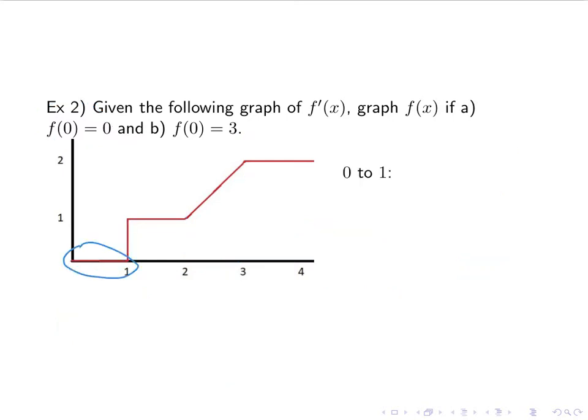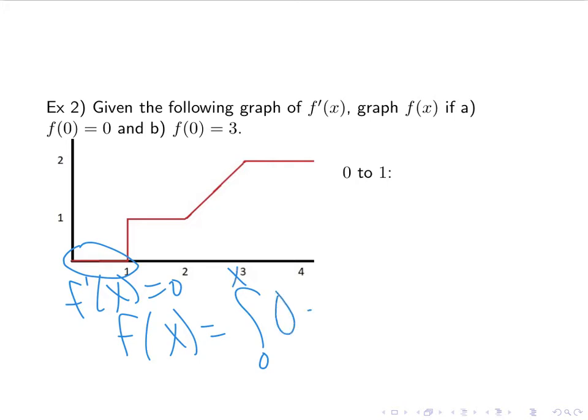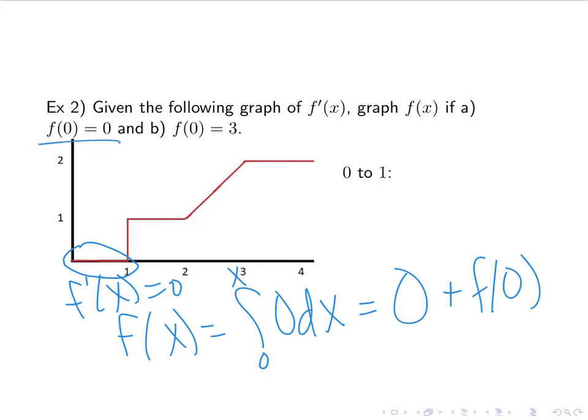So here our function is 0, so f prime of x is 0. So f of x is the integral from 0 to x of 0 dx, which is 0. And again, we had that plus f of 0, that's kind of our c, but we know that that's 0, so we're not adding anything onto it. So our function is just 0.